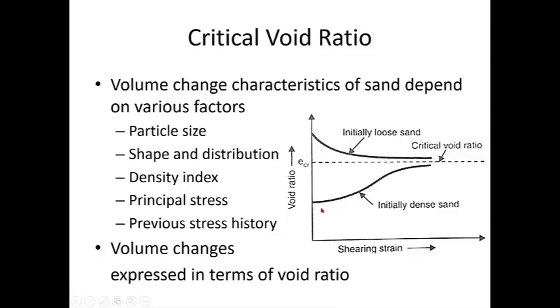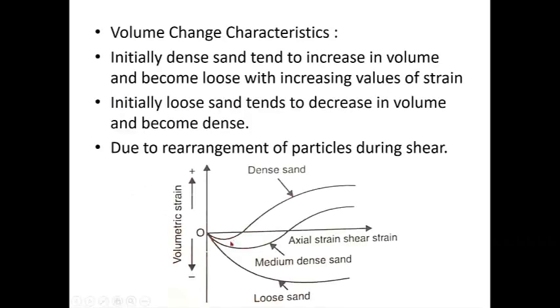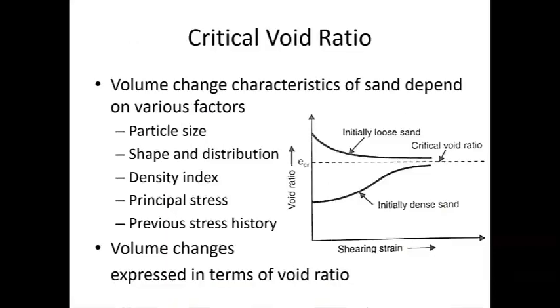And for initially dense sand, initially there will be a drop, as you can see here. There will be some slight, very small reduction in the volume. It's not very clear in this figure, but there will be a very slight drop here initially. But then after that, what happens? The soil dilates. Dense particles roll over each other and slightly dilate. So you can see that the void ratio slowly increases.